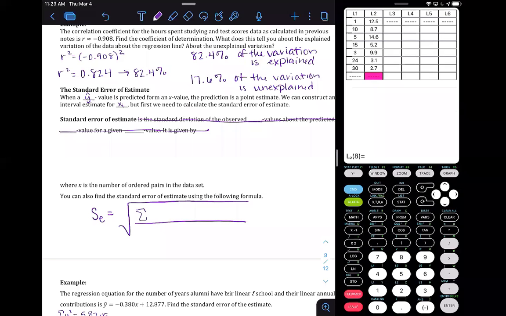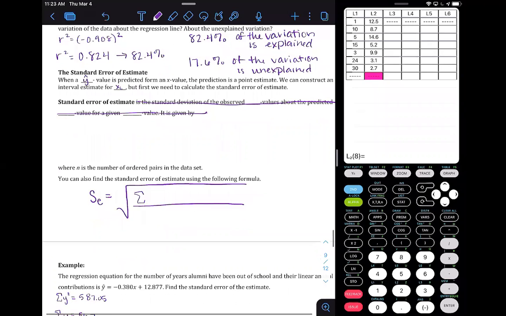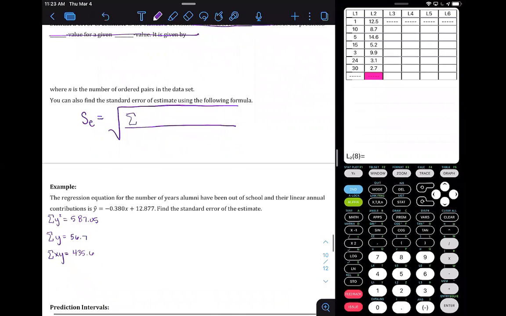Okay, take two. All right, so our standard error, S sub E, is the square root of the quotient of the summation of y squared minus b times the summation of y minus m times the summation of xy, all divided by n minus 2. The nice thing is we've already found all of that, which is why we're going to use this formula instead of the other one.